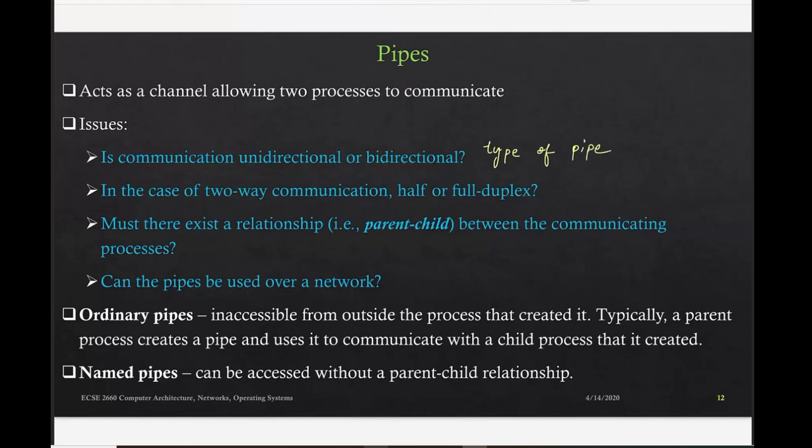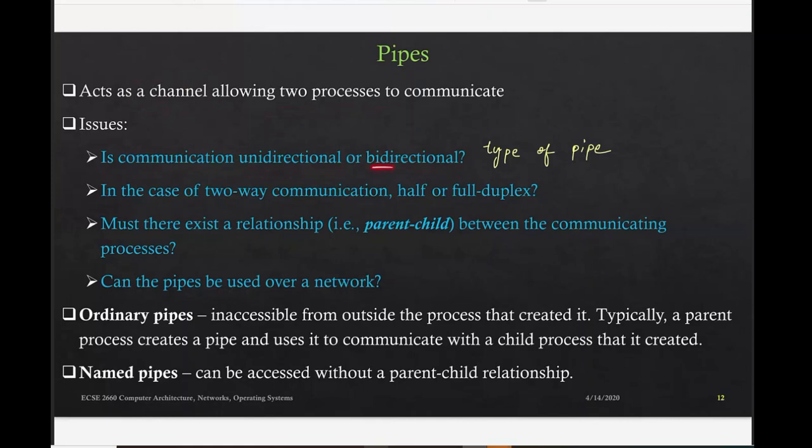So we can have classification even in pipes. You can have ordinary pipes, you can have named pipes, and there are other types to classify them as well. So it depends on the type of pipe that you create. A pipe is essentially a channel, right? A channel on which you are trying to communicate between two processes. That link, that channel, can be unidirectional or bidirectional. It depends on the type of pipe.